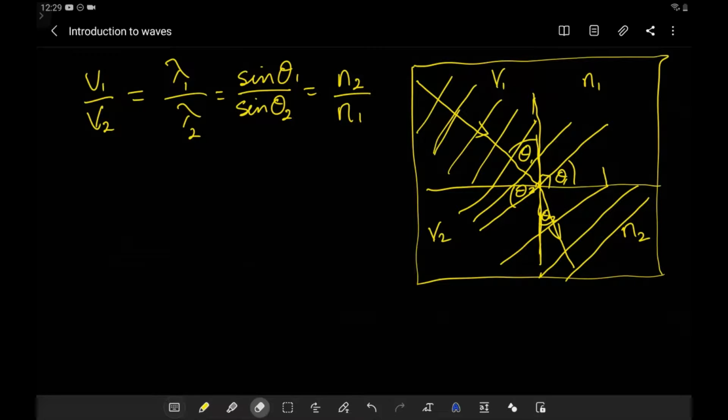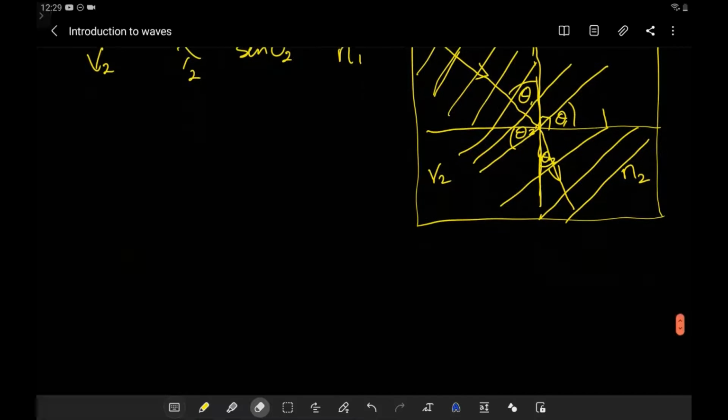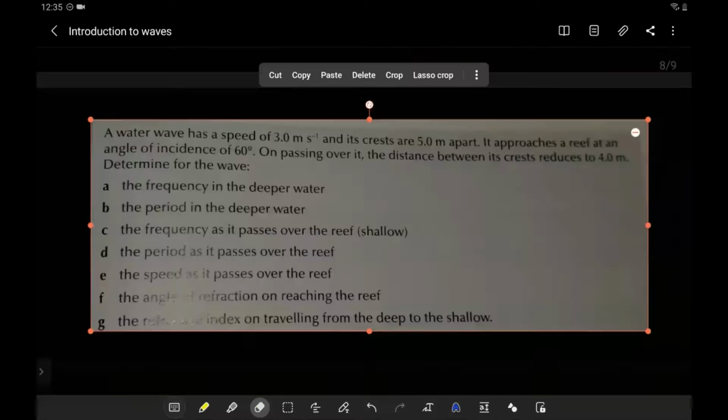And yeah, so that is basically it. This is how far I wanted to reach in the class. But seeing that we have some time, I would like to do this example. A wave has a speed of 3 meters per second, and its crests are 5 meters apart. It approaches a reef at an angle of incidence 60 degrees. On passing over it, the distance between the crests reduces to 4 meters apart. So determine for the wave the frequency in the deeper water.